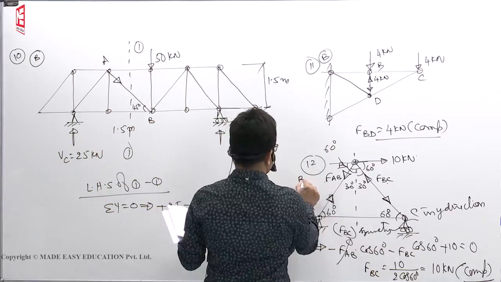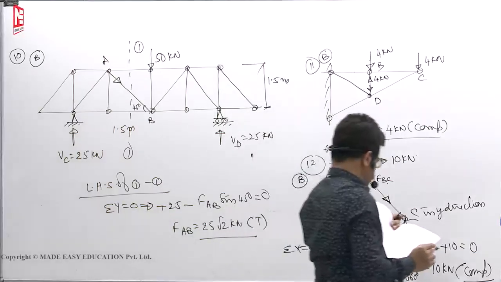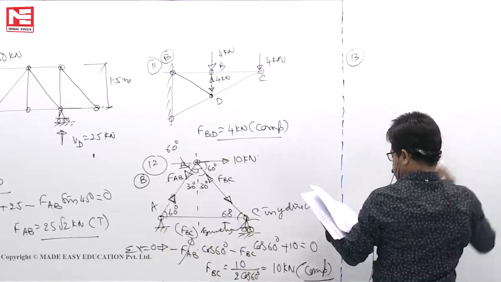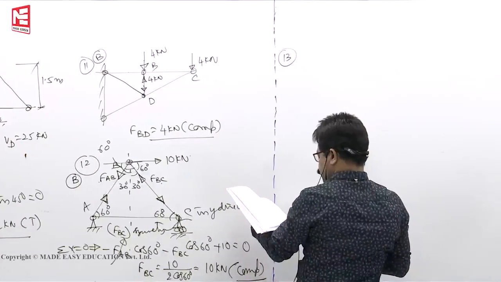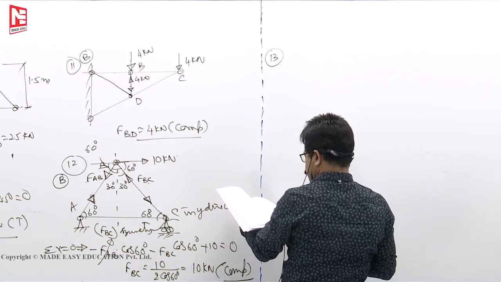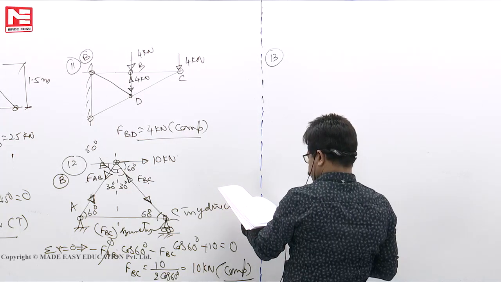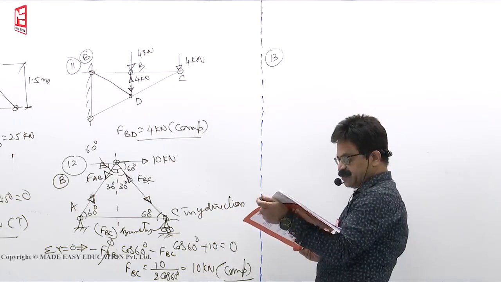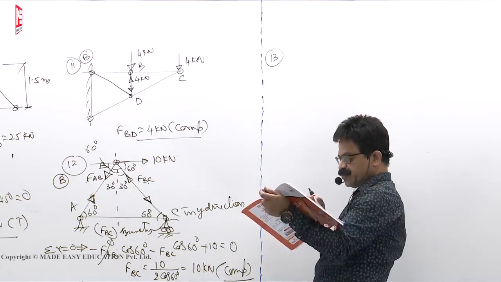B. 12th question, B is the answer. Next, 13. Simply supported truss is there, 20 kilonewton acting at F. Forces in the members EF and BE. EF is 0 because 3 forces, 2 are in line.